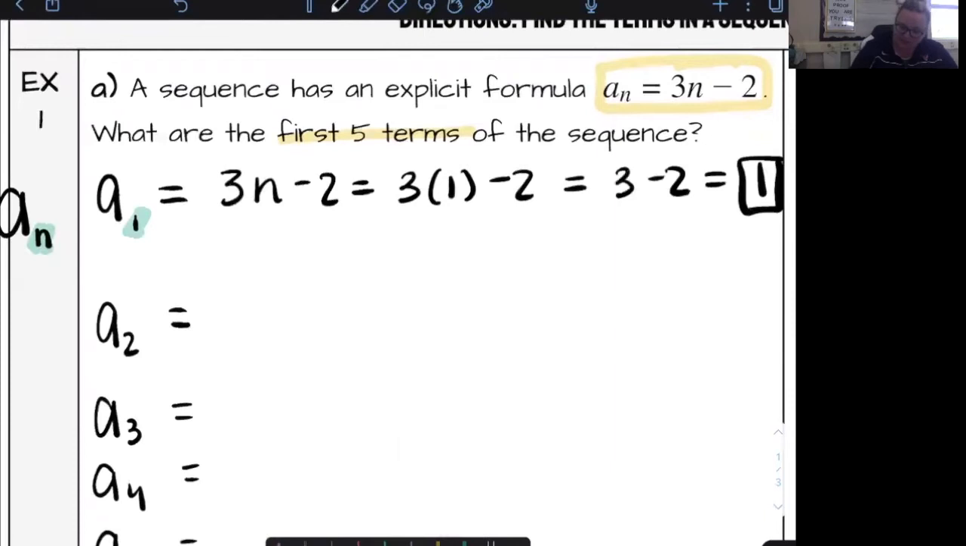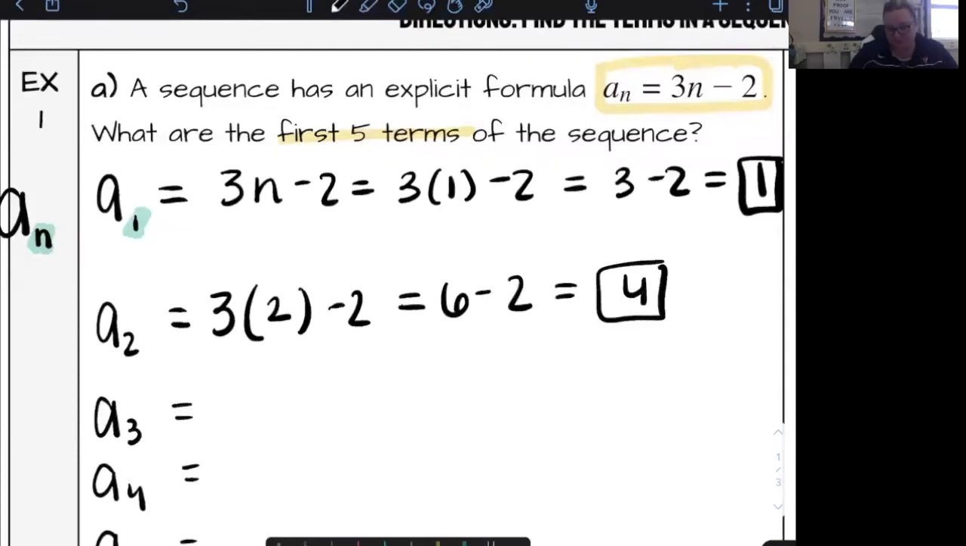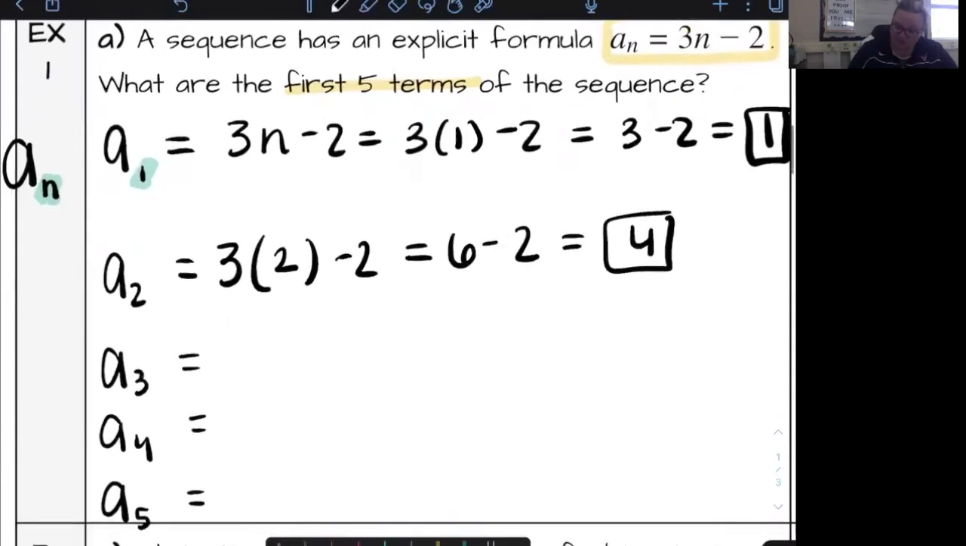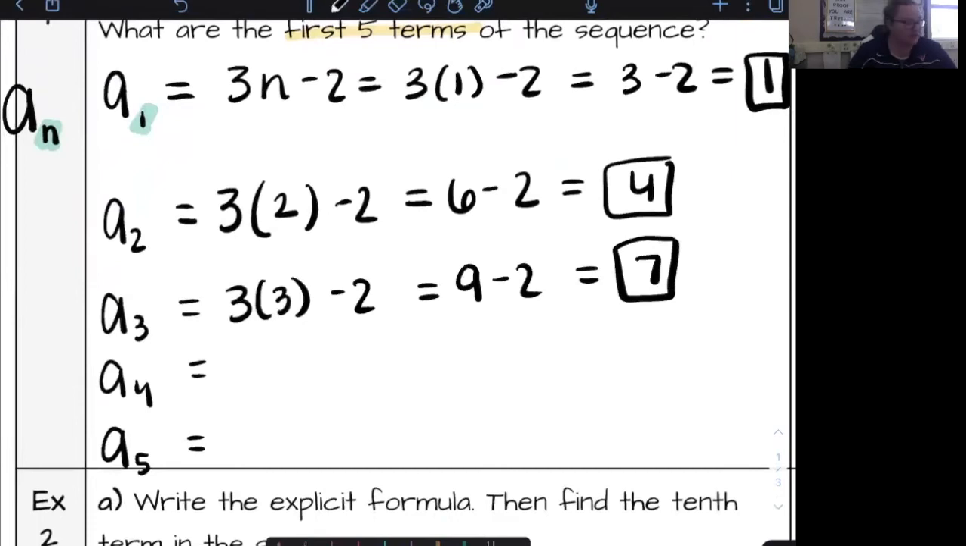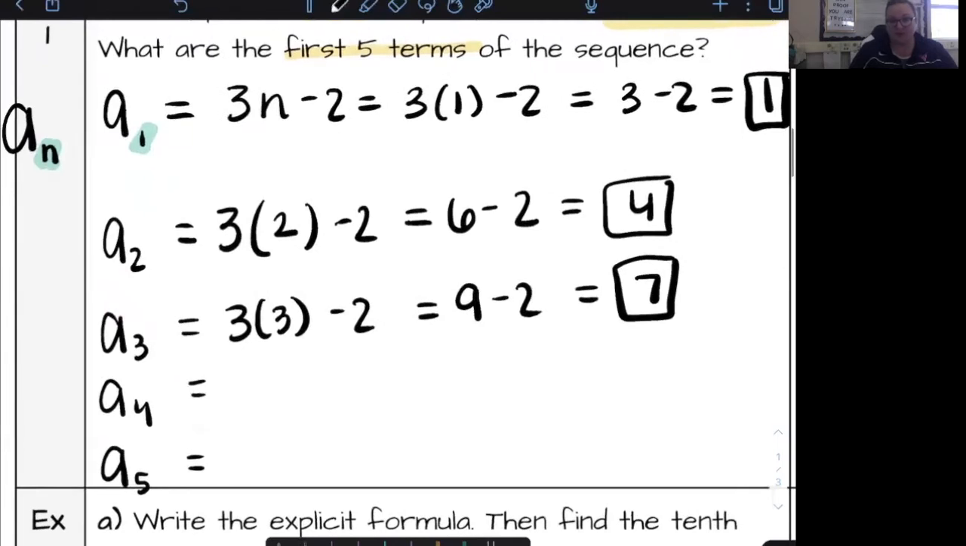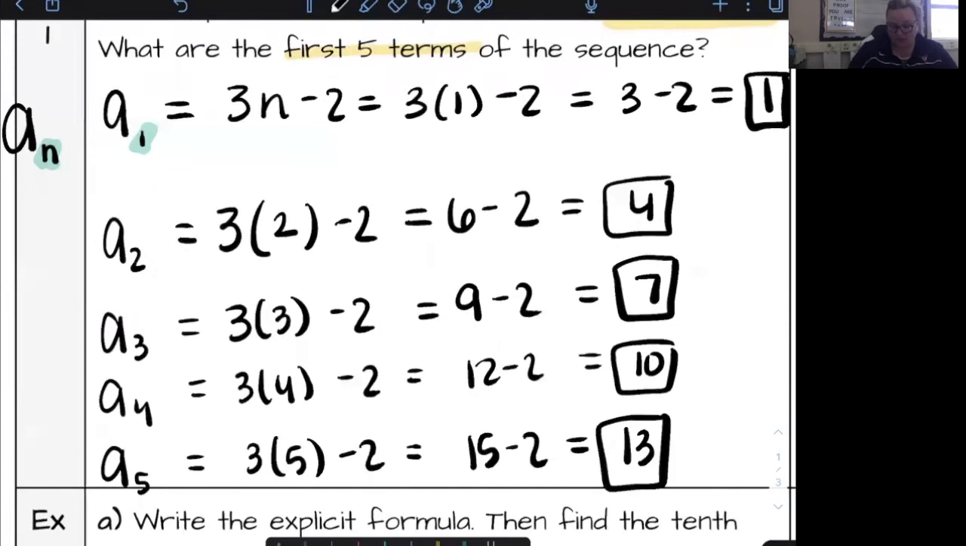Now let's find the second term. 3 times n, this time it's 2, minus 2 is equal to 6 minus 2, which is 4. Now let's find the third term. 3 times 3 minus 2 is equal to 9 minus 2, which is 7. And we continue going from there. Why don't you go ahead and find the fourth and the fifth terms without me? So the fourth term is 10, the fifth term is 13.